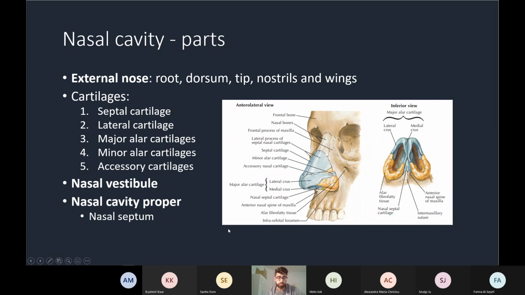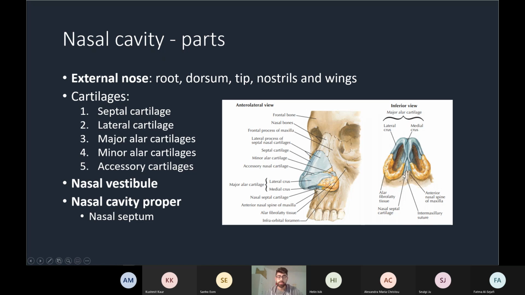So that's the cartilaginous portion. The nasal vestibule is the space inside. So we have the nostrils, which are the opening into the vestibule. All of this space, which has been delimited by the cartilaginous portion, is known as the nasal vestibule.